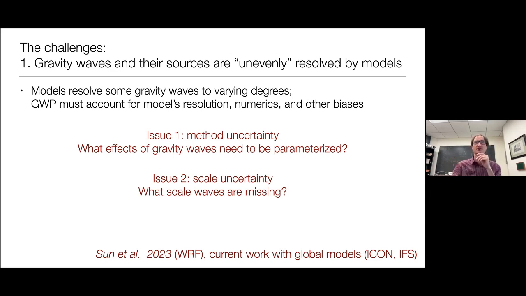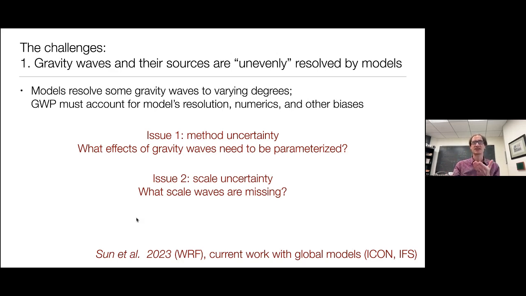And there's really two issues that come up. One I call sort of a method uncertainty, is that you can say what effects of gravity waves need to be parameterized, right? There's many effects. Some of them are important, some are not. And there's a lot of nice work. Chong has a nice paper that's out in 2023 where they were looking at high resolution simulations with WRF, the Weather Research and Forecasting model. And then there's different ways of extracting gravity wave information, and they give you different answers. So which one do we want to use?